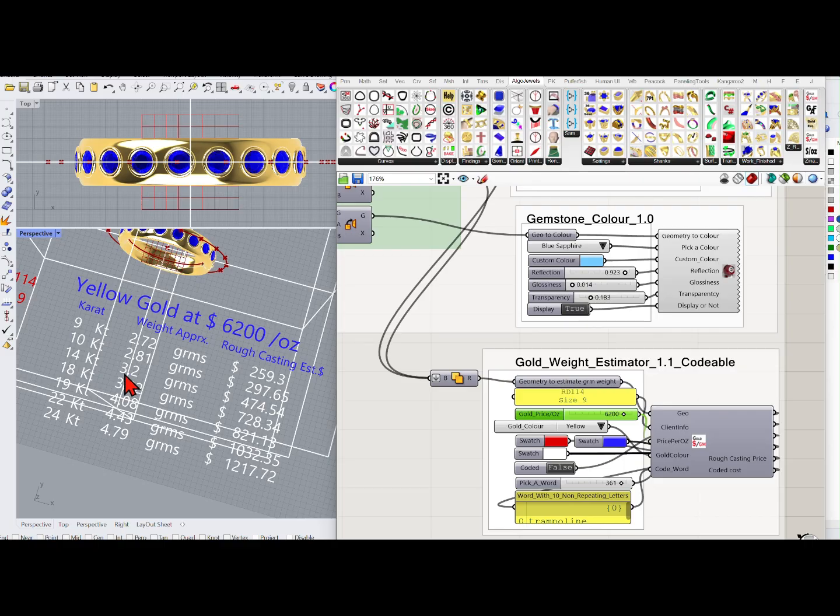It weighs roughly around 3.2 grams, and this is a rough casting cost with a gold premium of $125 per ounce plus a markup for casting of 1.25. So this is the rough casting price. From there you put your finishing in and stones.